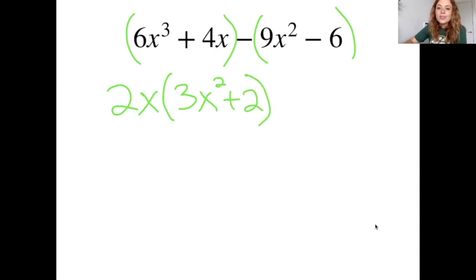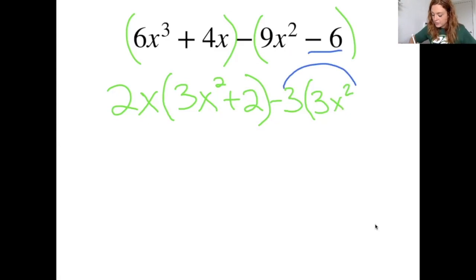Now we need to find the GCF of 9 and 6. We actually just did this one, so hopefully you remember that it's 3. Then 3 times what gives me 9? 3. There's an x squared in our problem, and we only factored out a 3, so that means we need to leave that x squared inside our parentheses. And then negative 3 times what gives me negative 6? Positive 2. And that's perfect.